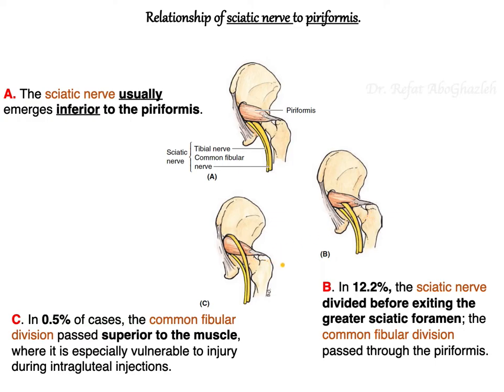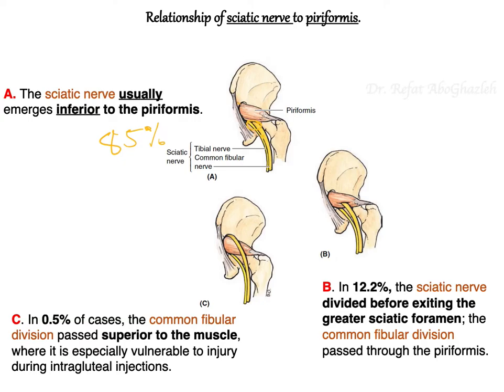So again, I would like to reiterate the couple of variations in the location of the sciatic nerve relative to the piriformis, not just to take care when you give an intramuscular injection, but also because of another syndrome called Piriformis Syndrome. But let me show you the variation. Yes, 85% or more of the time, the sciatic nerve is inferior to the piriformis, right?